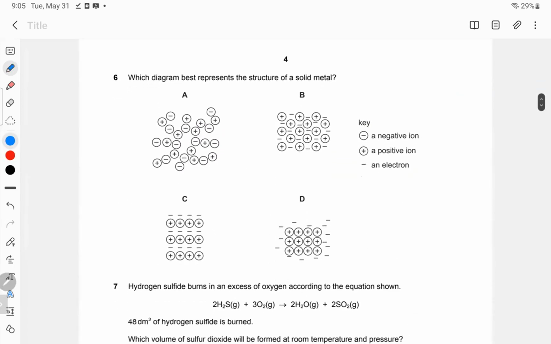Question number 6. Which diagram best represents the structure of a solid metal? So A is wrong because there are ions. See the key over here.